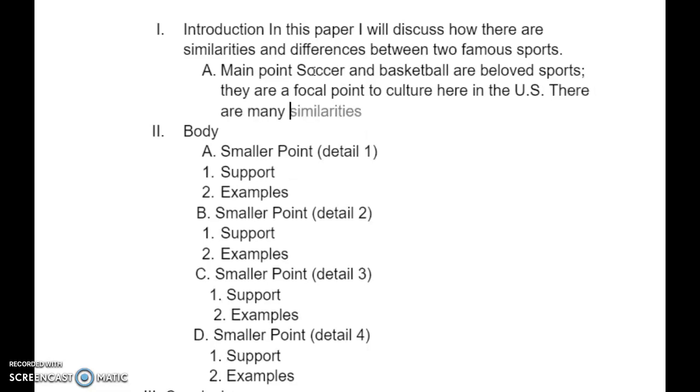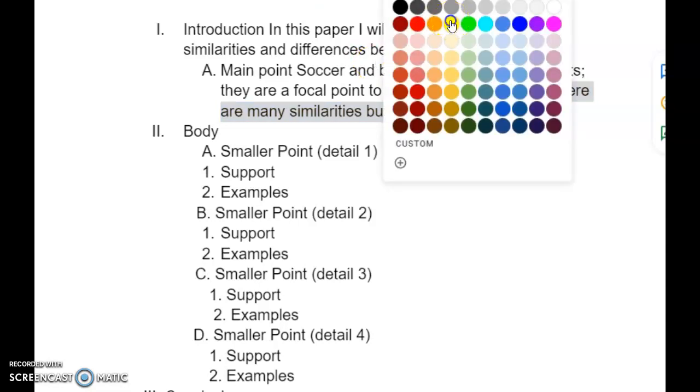There are many similarities, but even more differences. Okay, so for my argument, I'm going to argue that they are loved sports, that there are many similarities, but even more differences. Okay, so this is my main point, and I want to highlight that just to remind myself.